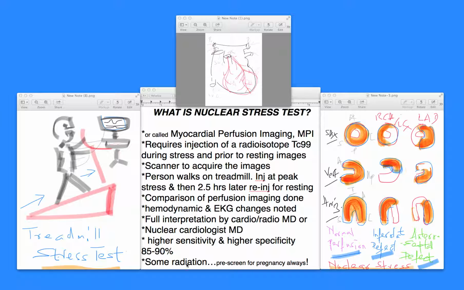The only problem is there's some radiation involved, so just make sure all the patients are screened well for pregnancy, because pregnancy is a big no-no. You cannot have a pregnant person even come near the nuclear lab.